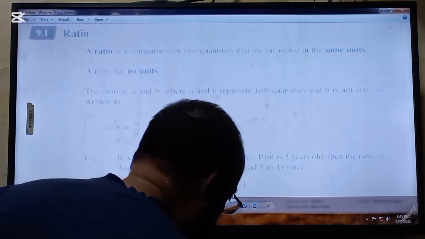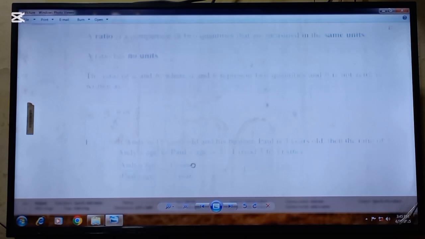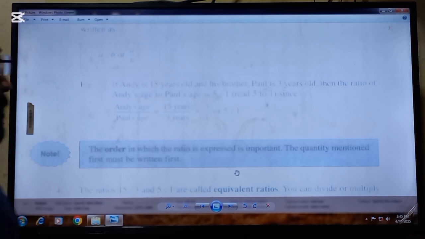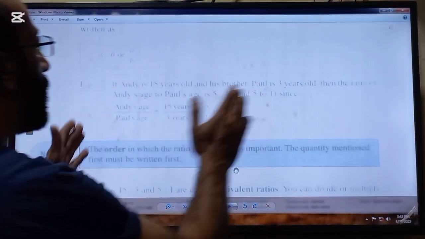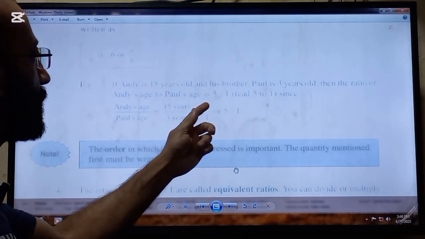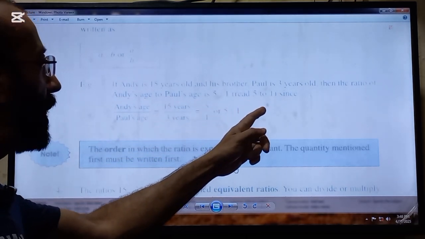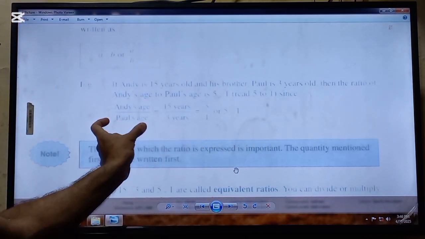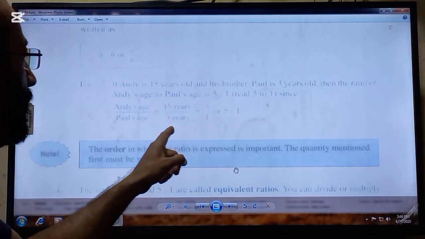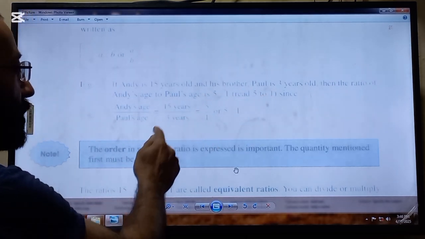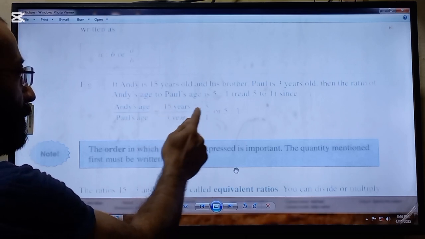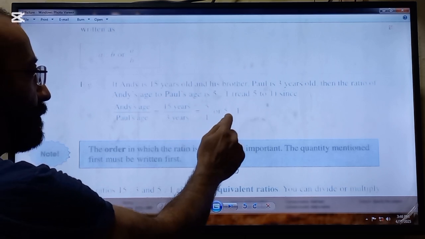And here is a question that will make your concepts more clear. If Andy is 15 years old and his brother Paul is 3 years old, then the ratio of Andy's age to Paul's age is 5 to 1. Read 5 to 1. Since it is Andy's age over Paul's age, Andy's age is given, that is 15 years, and Paul's age is given, 3 years. First, we will cancel these two values in the same table. So in 3's table, these two values will be cancelled. 3 1s are 3 and 3 5s are 15. And this is written as 5 to 1.